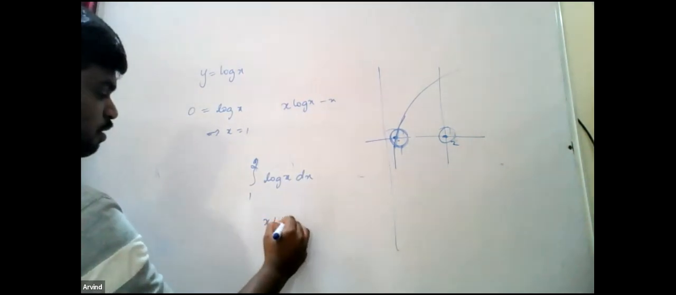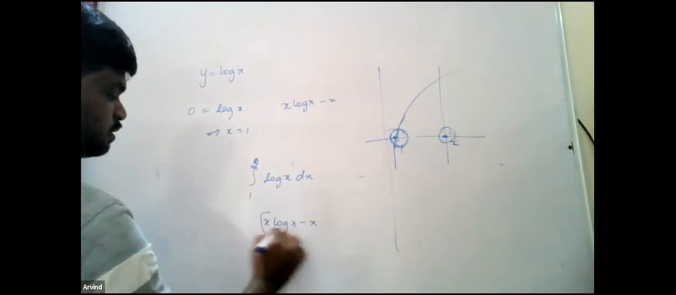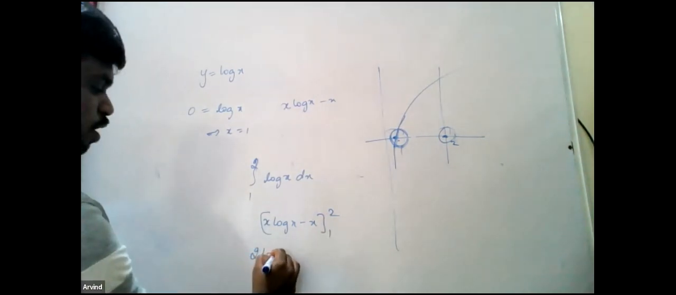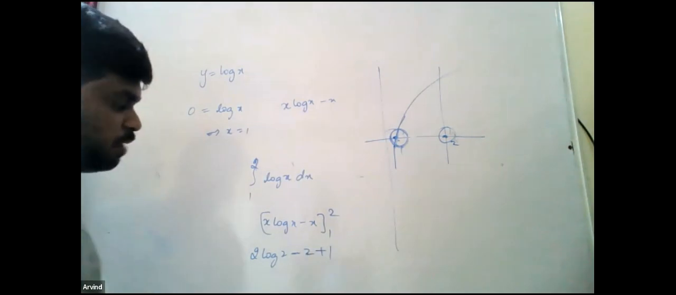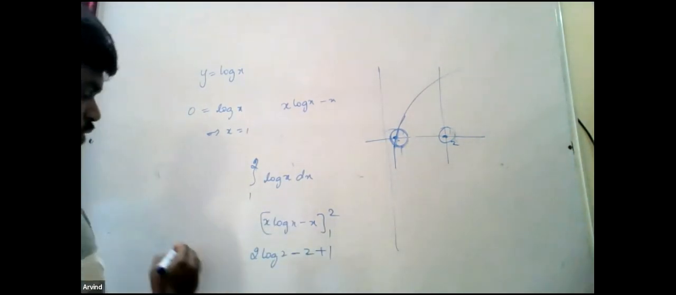Yeah. So the formula will become x log x minus x, from 1 to 2. Apply the limits, it will become 2 log 2 minus 2. If you put 1, log 1 is 0, plus 1. I'm just applying the upper limits and lower limits. So you get the answer as 2 log 2 minus 2 plus 1, which is minus 1. This is your final answer, 2 log 2 minus 1.